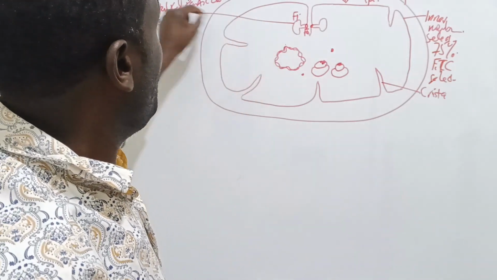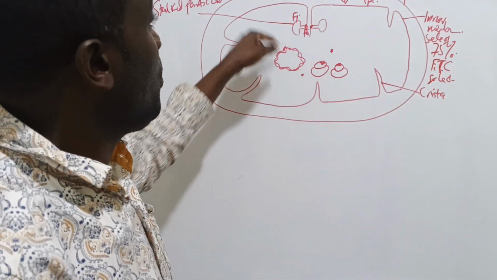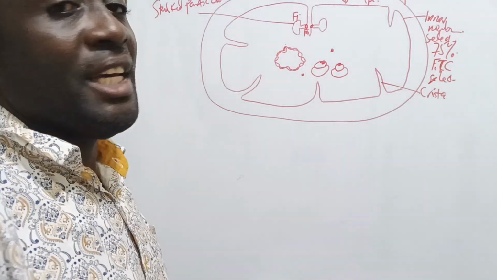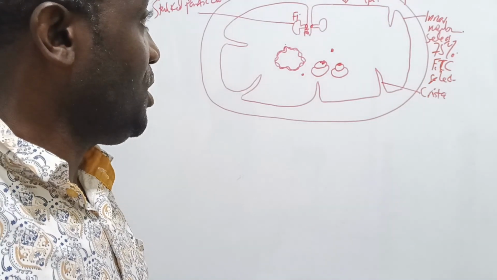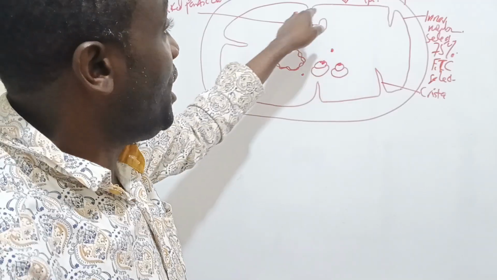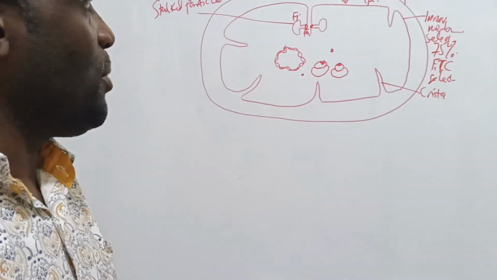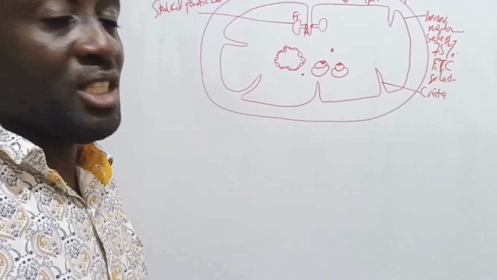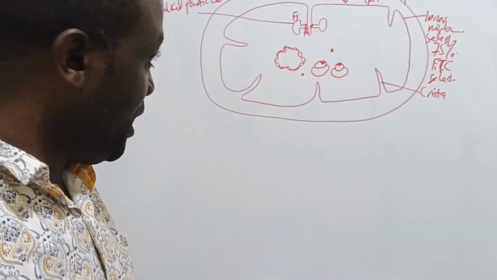So this is the stalked particle, but the whole of it, F1 and F0, the stalked particle, is the enzyme ATP synthase. Now, the electron transport chain, I've already said that it is part of the inner mitochondrial membrane. All those are proteins, so don't be shocked to find out that 75% of the inner membrane is proteins.